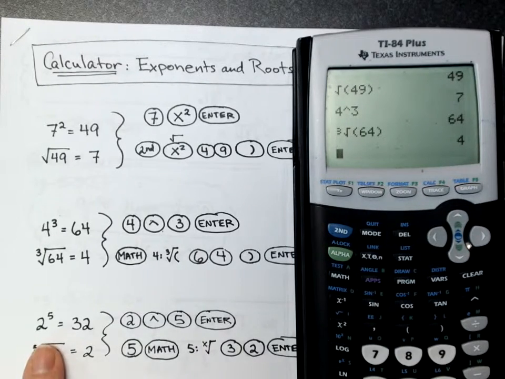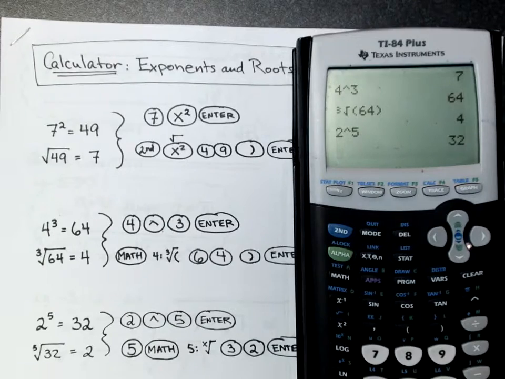Now, anything higher than a square or cube looks a little funny. Here I used a 5th as an example, but it's anything higher than 3. So 2 raised to the 5th power is 32. 2 times 2 times 2 times 2 times 2.